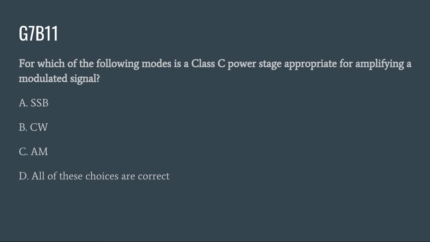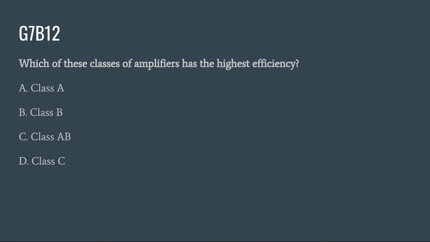G7B11, for which of the following modes is a Class C power stage appropriate for amplifying a modulated signal? A, SSB. B, CW. C, AM. Or D, all of these choices are correct. Correct answer here would be B, CW.